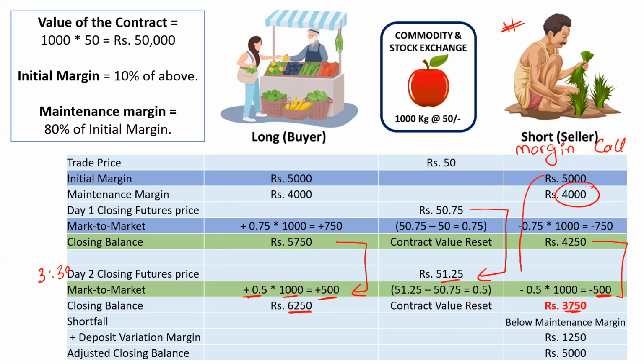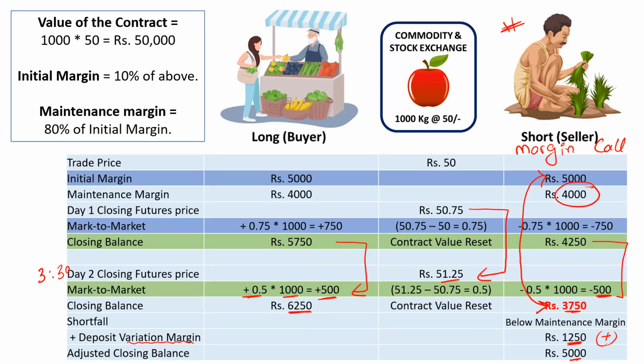So now we are going to compare these values. 3750 should become 5000. So he has to deposit 1250 more. This is the new funds which is getting deposited into the account, and the account is now having a balance of 5000. This 1250 that is being deposited is known as variation margin.